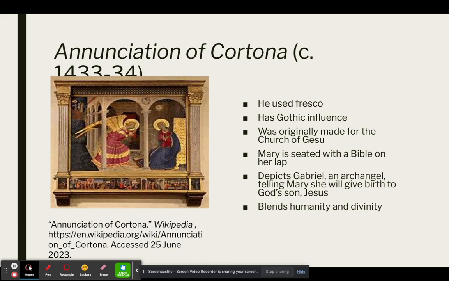We see Mary seated on the throne with a Bible on her lap, which also foreshadows her future as the Queen of Heaven. It also depicts Gabriel, an archangel, telling Mary she will give birth to God's son, Jesus. We also see use of gold, which is very common, as almost rays of light. In this artwork, he successfully blends humanity and divinity.